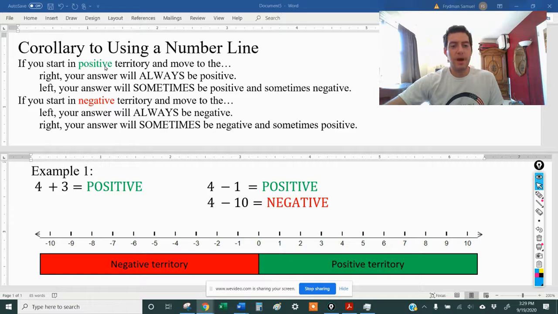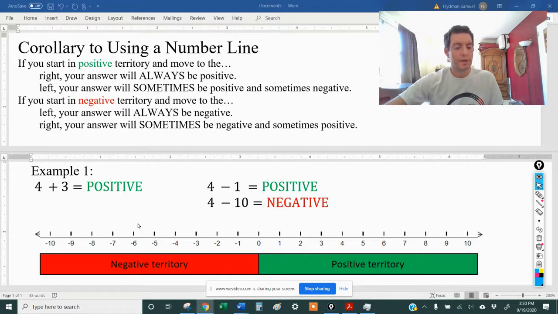If you start in positive territory, meaning numbers that are to the right of 0, and move to the right, your answer will always be positive. But if you start in positive territory and move to the left, your answer will sometimes be positive and sometimes negative.